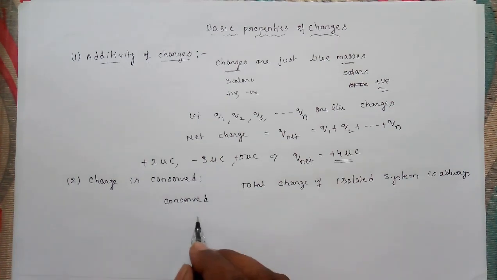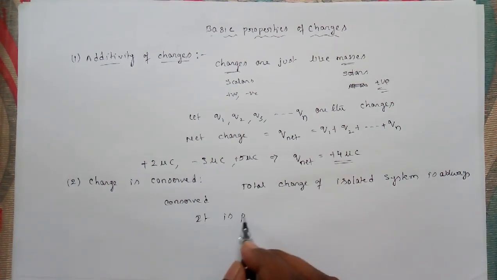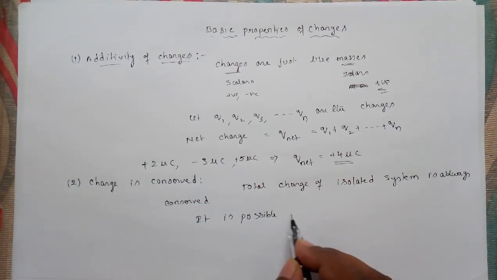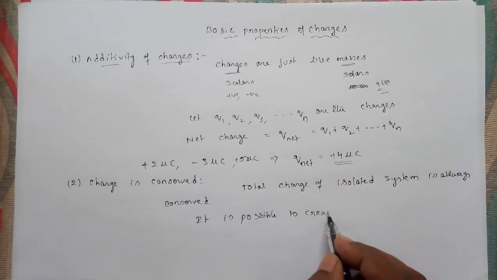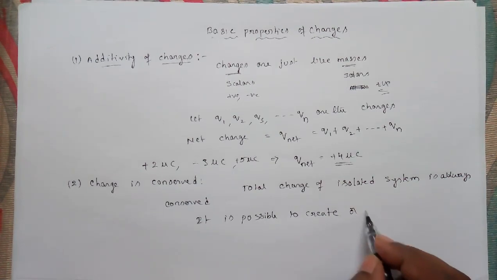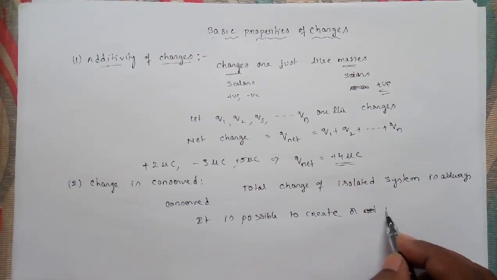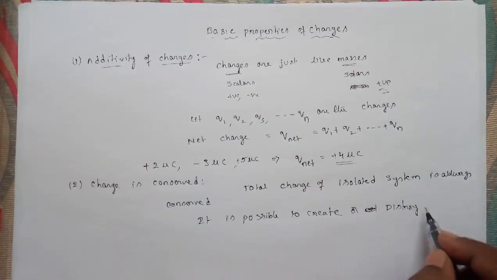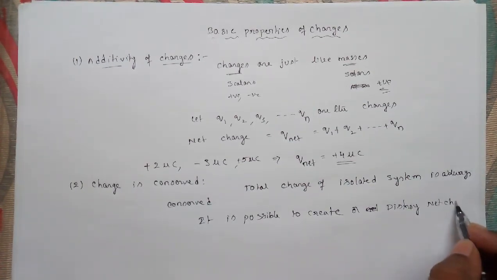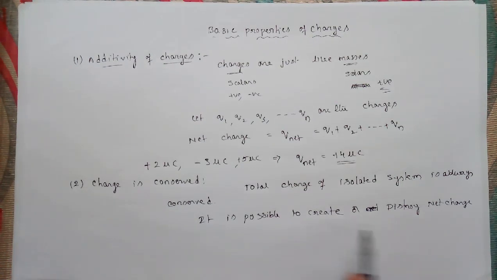So it is not possible to create or destroy net charge. Charge cannot be created or destroyed, but we can transfer it from one body to another body. Charge developing in the sense that one body loses it and the other body gains it, but we are not creating a new charge, we are not destroying the existing charge. That is nothing but charge conserved.